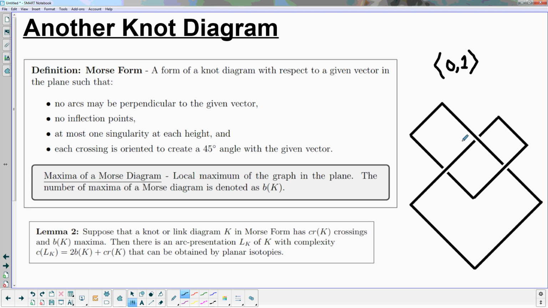I can't have any inflection points. There's at most one singularity at each height, so all these cusps have to be at different heights. And then each crossing, and this was the big one for us, is oriented with a 90-degree angle to the given vector. So all these arcs have to essentially have slopes of plus or minus 1.